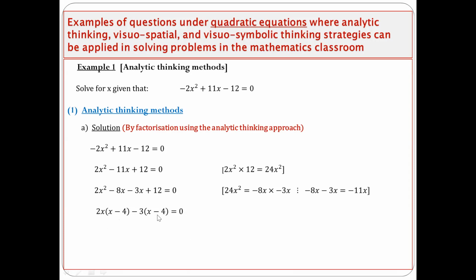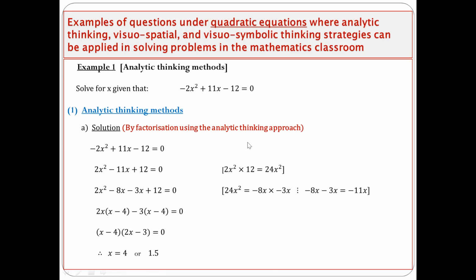And we can see x minus 4 is common. So we factor that out outside the bracket. And what is in the other bracket will be what remains, which is 2x minus 3, equal to 0. Right, we have that x minus 4 times 2x minus 3 is equal to 0, which we then solve by equating each bracket to 0 to obtain x is equal to 4 or 1.5.